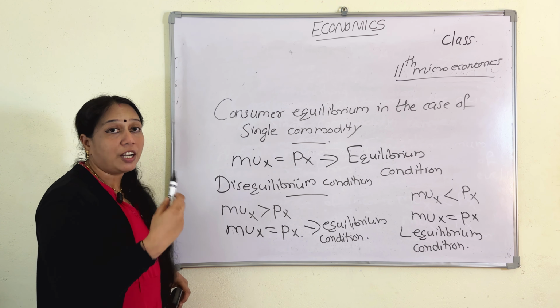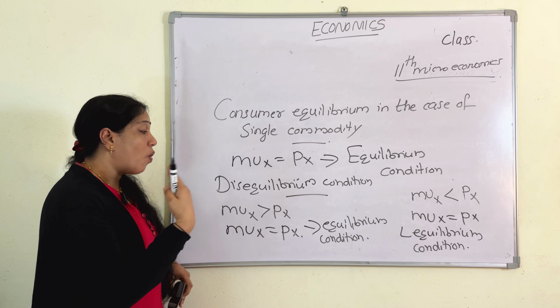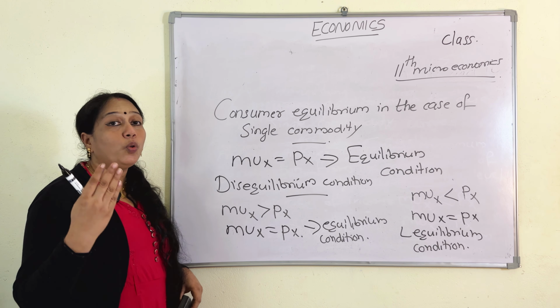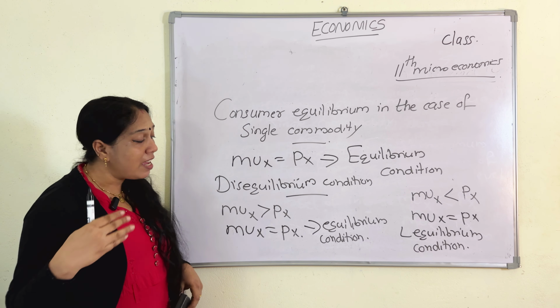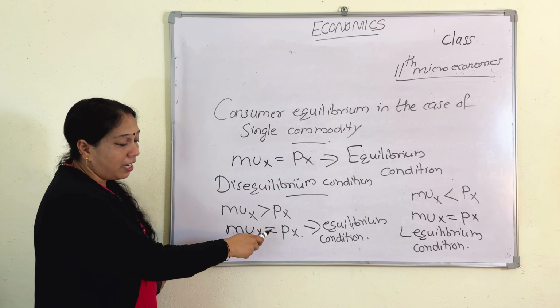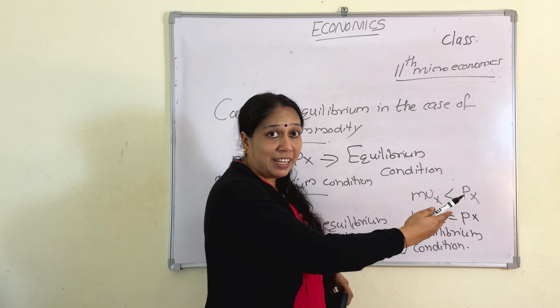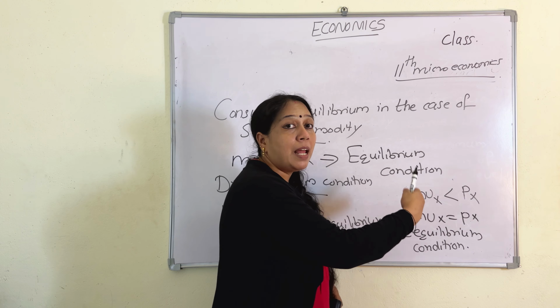The consumer will consume more and more units of the commodity. If he consumes more and more units, due to the law of diminishing marginal utility, his satisfaction goes on decreasing till it becomes equal, that is, MUX equal to PX. Another disequilibrium condition is MUX less than PX.